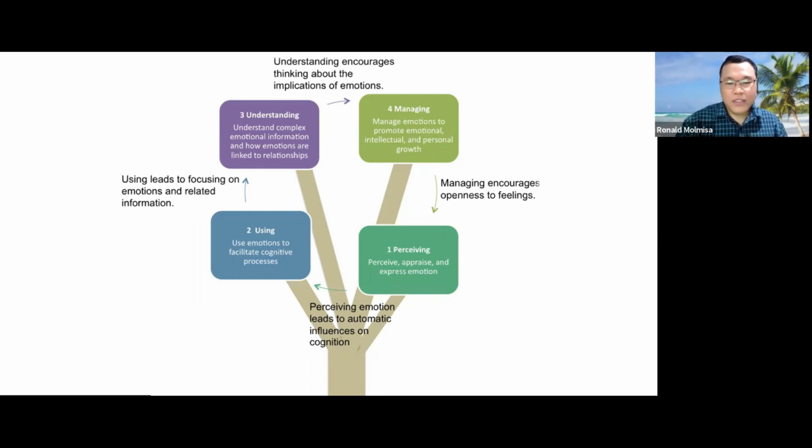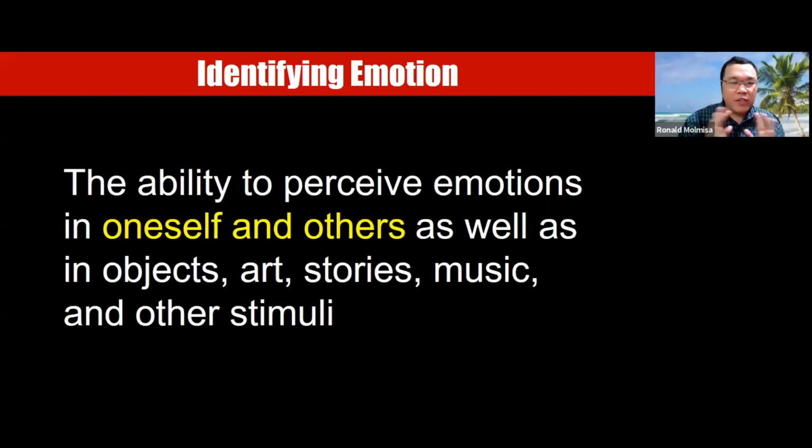Okay? So, first, identifying emotion. That's the first area ng MSCEIT. So, the ability to perceive emotions in oneself and others, as well as in objects, art, stories, music, and other stimuli. You're emotionally intelligent if you can identify emotion. So let's have an exercise.